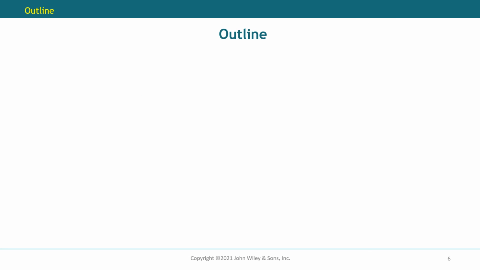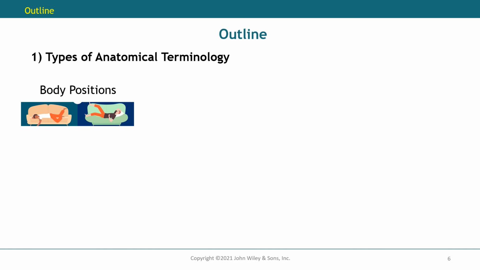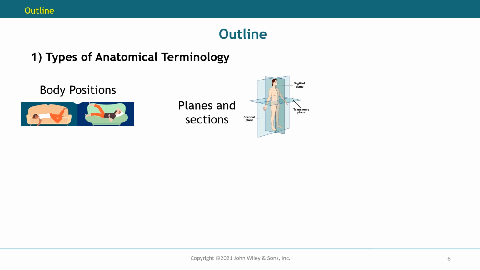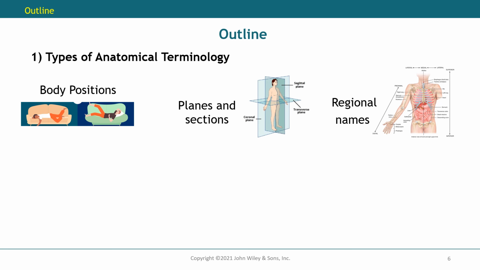So we are done for today with all the information that we were supposed to cover. If you remember, we started by talking about anatomical terminology. There are different types, and we talked about different body positions. We talked about different planes and sections. We talked about regional names, and also all the internal organs. You can find more information related to that in your textbook.